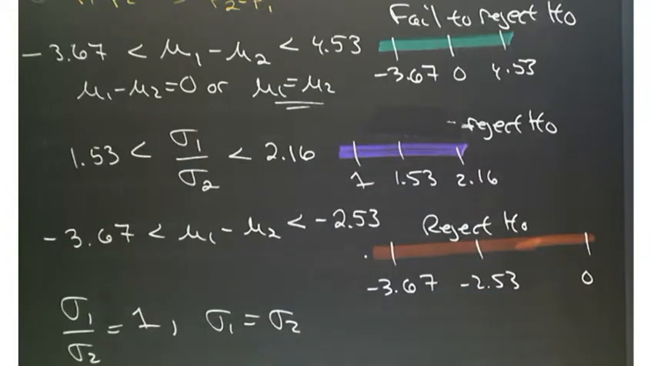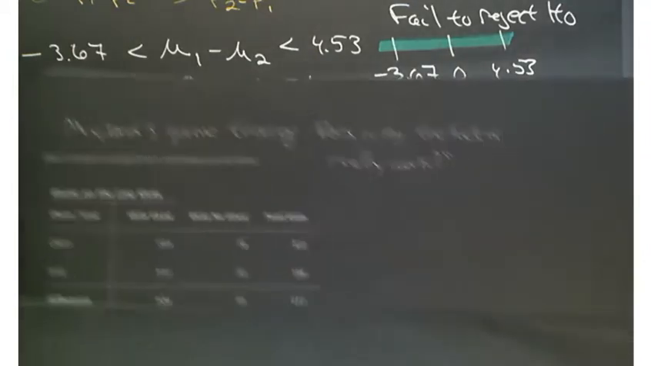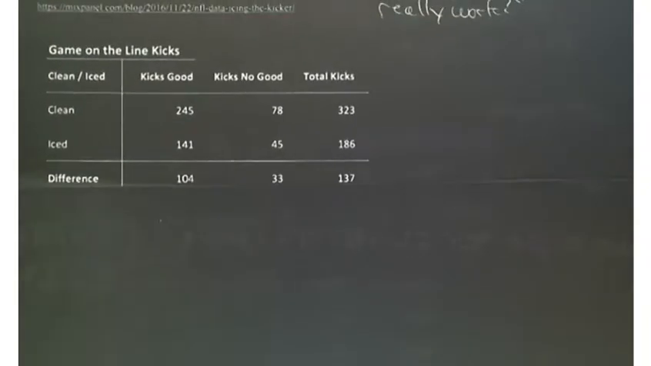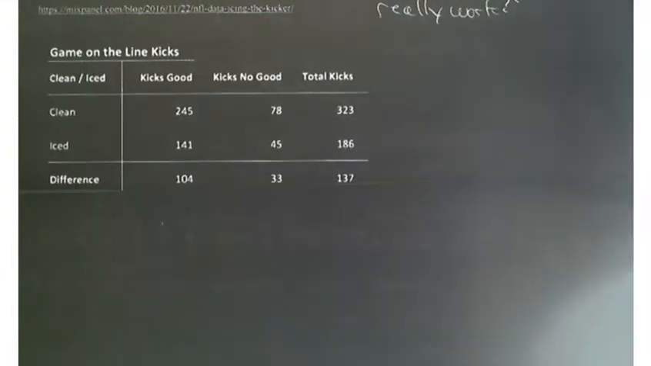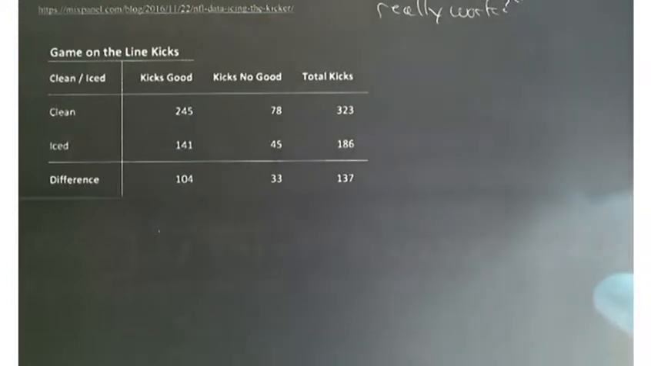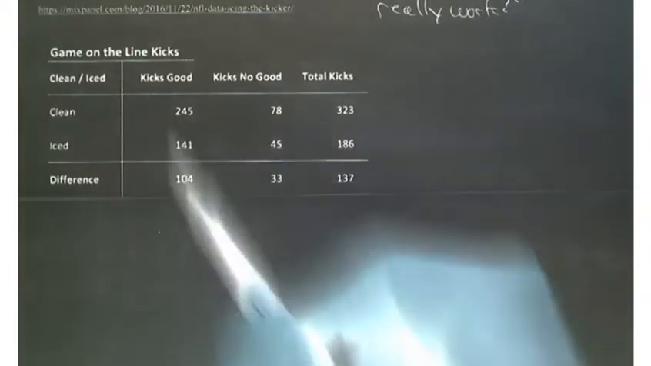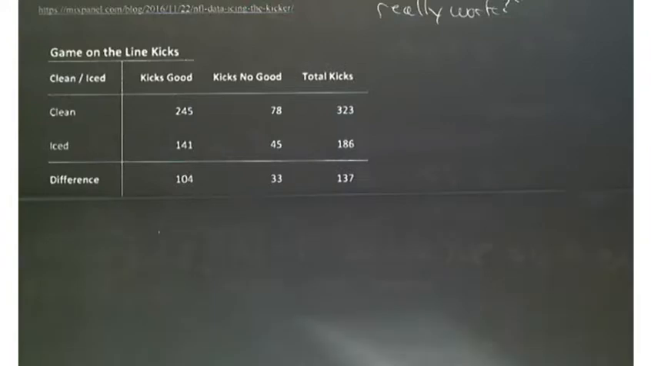Now, kind of a funny one because of what football coaches do. A lot of times, coaches like to ice the kicker. By that, they mean, if it's a critical kickoff or critical field goal in the last couple minutes of the game and the game is close, then they like to call a timeout. So here's some data on whether or not that works.